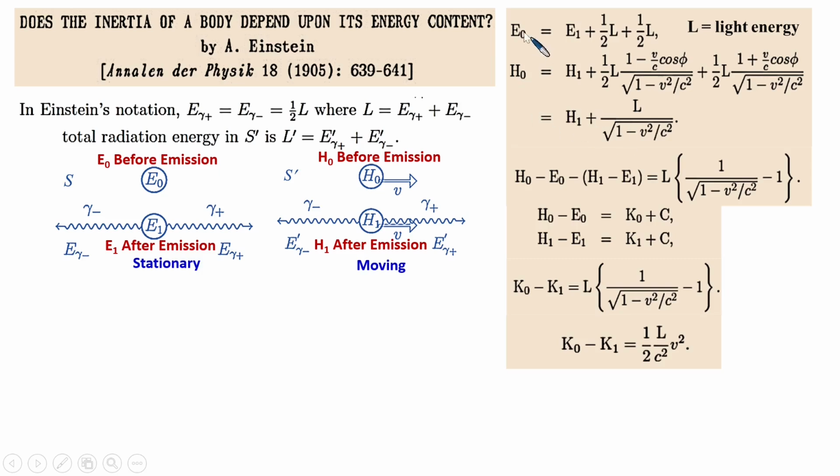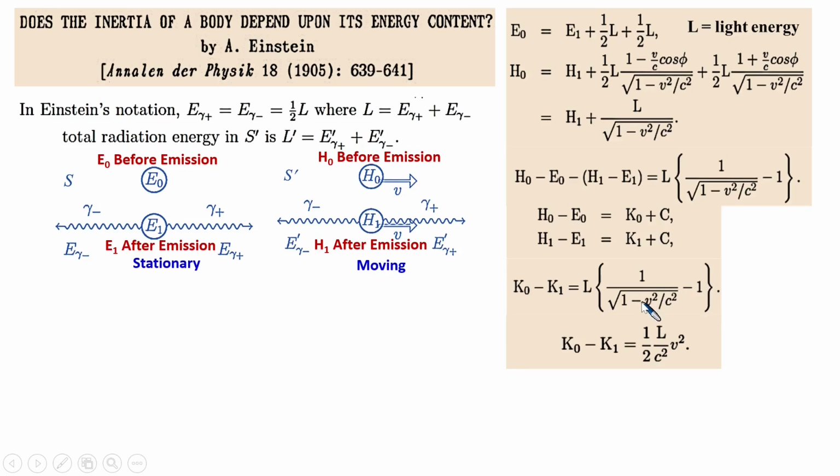Now if you subtract this energy from H0, I can get H1 minus E1 on the left hand side. So H0 minus E0 minus H1, that is equal to L times the square root of 1 minus this, and minus 1 here. So now I can write that H0 minus E0 is nothing but the difference energy, that is the kinetic energy before emission, and this is the kinetic energy after emission, K1. So I can write that K0 minus K1 is equal to this.